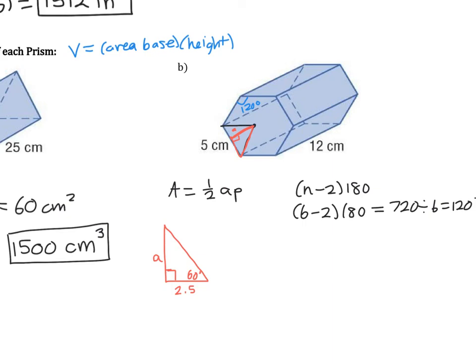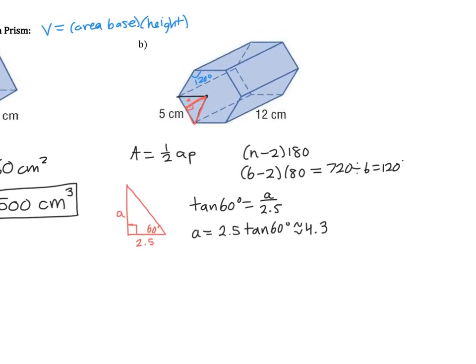So here, let's use a tangent ratio. We can say the tangent of 60 degrees. So remember, tangent is opposite over adjacent. So A over 2.5. So A equals 2.5 times the tangent of 60 degrees. And you can get a decimal approximation for that in your calculator. So it's approximately 4.3 centimeters. So again, that's our apothem.